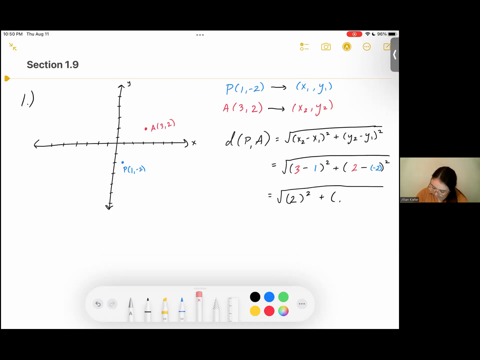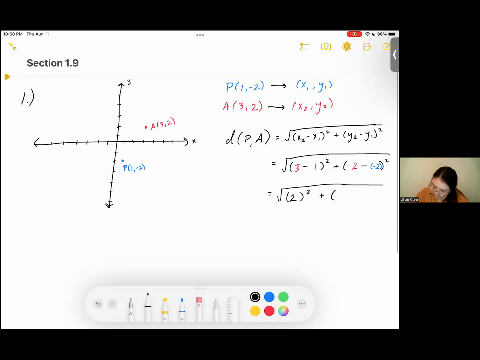Ooh. My screen was wigging out. There we go. So we've got, ooh, that was way too big.